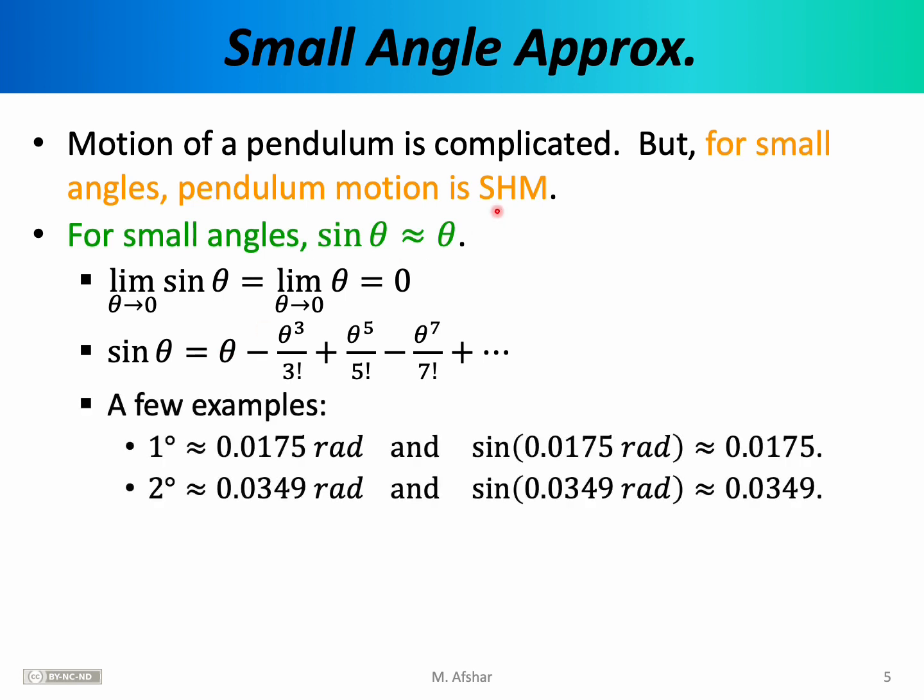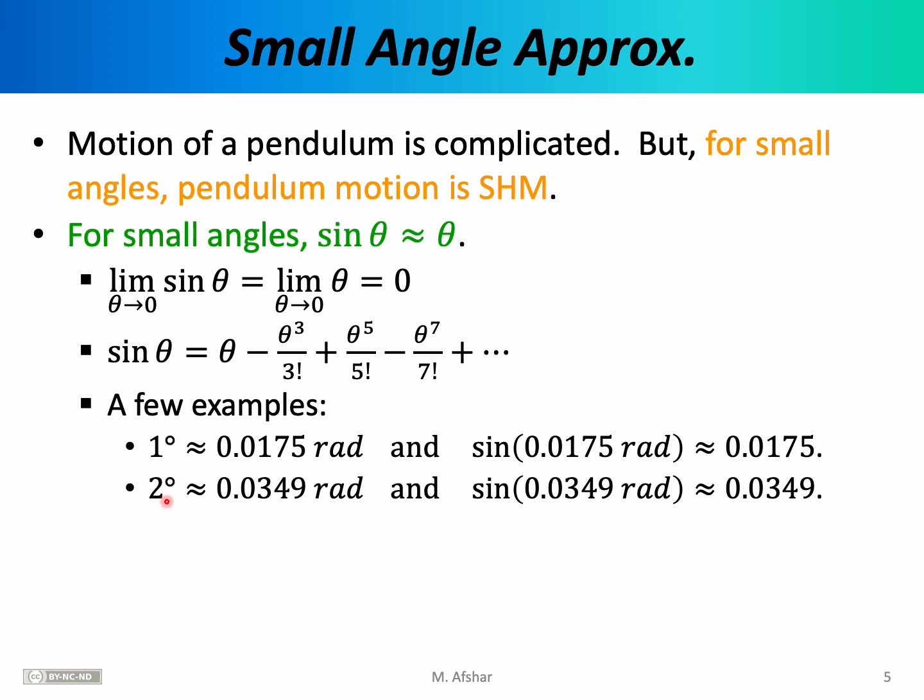Yet another way of verifying this small angle approximation is by just plugging numbers into your calculator. However, if you're going to do that, make sure you use radians, not degrees. The radian is the SI unit of angle. So for example, 1 degree is a pretty small angle. You should convert that to radians, and you'll see that it's equal to 0.0175 radians approximately. Now take out your calculator and evaluate the sine of 0.0175 radians, and you will see that it is equal to 0.0175.